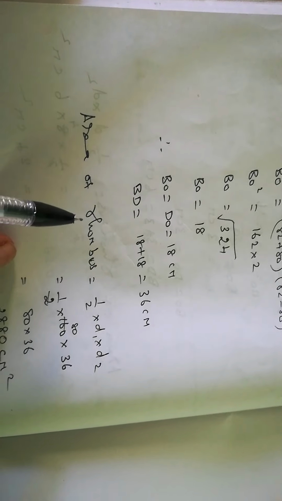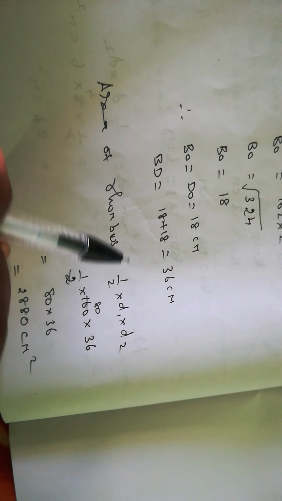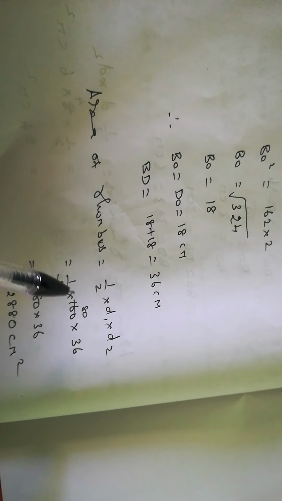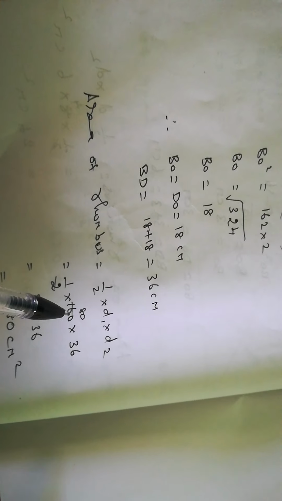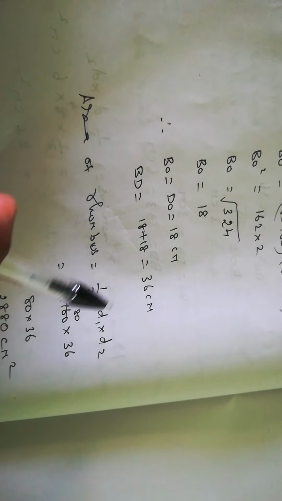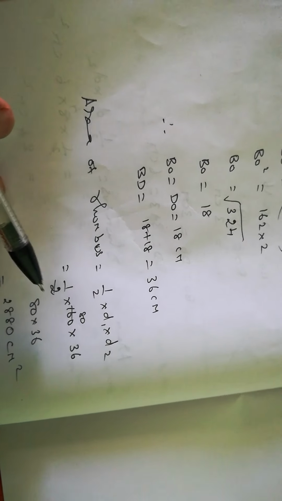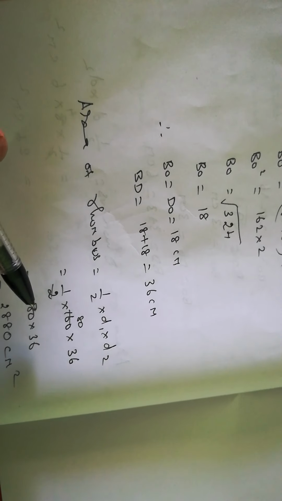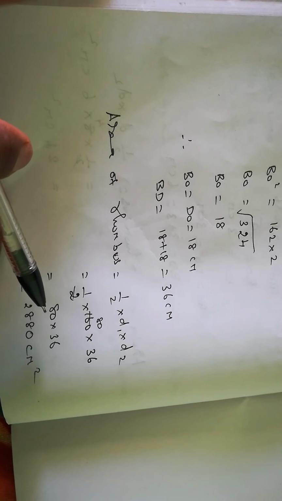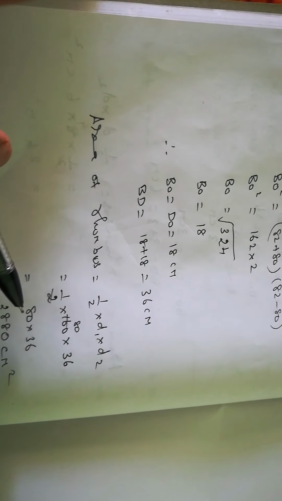Now it's like before, last question, area of rhombus is formula half D1 into D2, half into D1 already given in the question 160. Now D2, that's diagonal 2, we got 36. Apply here and cut it. 80 into 36, so answer is 2880 centimeters square. So that's all.